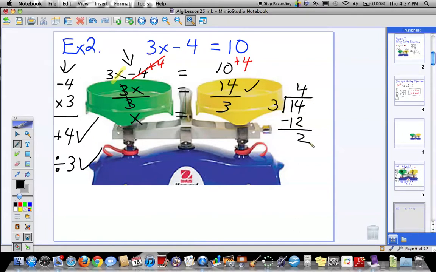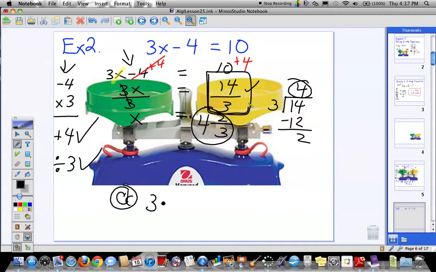And what do we get? We get our answer, and then the remainder over 3. So my answer is 4 2/3. Now to check it, we take 3 times, now this is kind of why I like to leave it as an improper fraction. So take 3 times 14/3 minus the 4, is that 10?